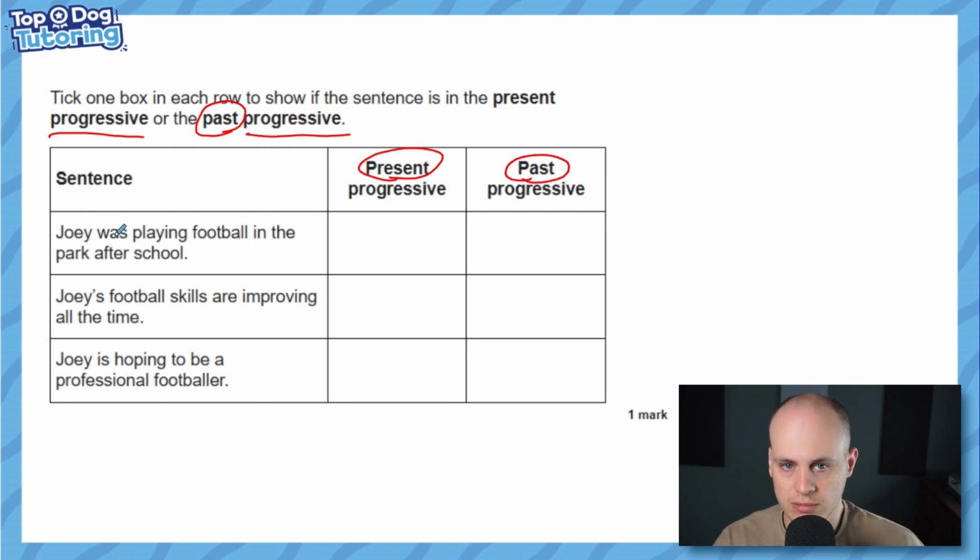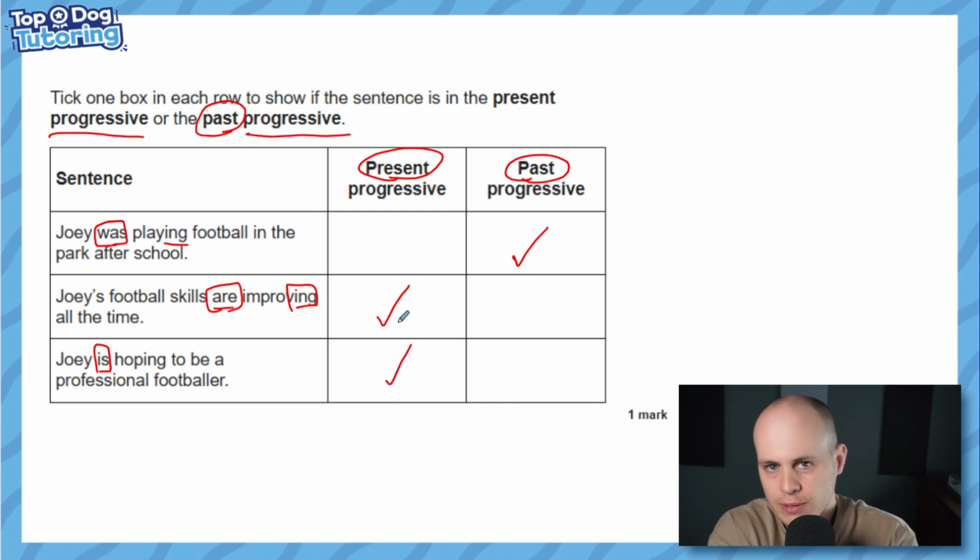Joey was. I mean, I already know that this is in the past tense. Yeah? Just for good measure, we know it's past progressive because it was playing. Joey's football skills are improving. Okay, well, that's in the present tense, isn't it? I didn't need to know about progressive, about the -ing thing. I just needed to recognize that are means it's in the present and was means it's in the past. Last one. Joey is hoping to be a professional footballer. Okay, is. Present tense. So a weirdly easy question disguised within something that looks quite tricky.